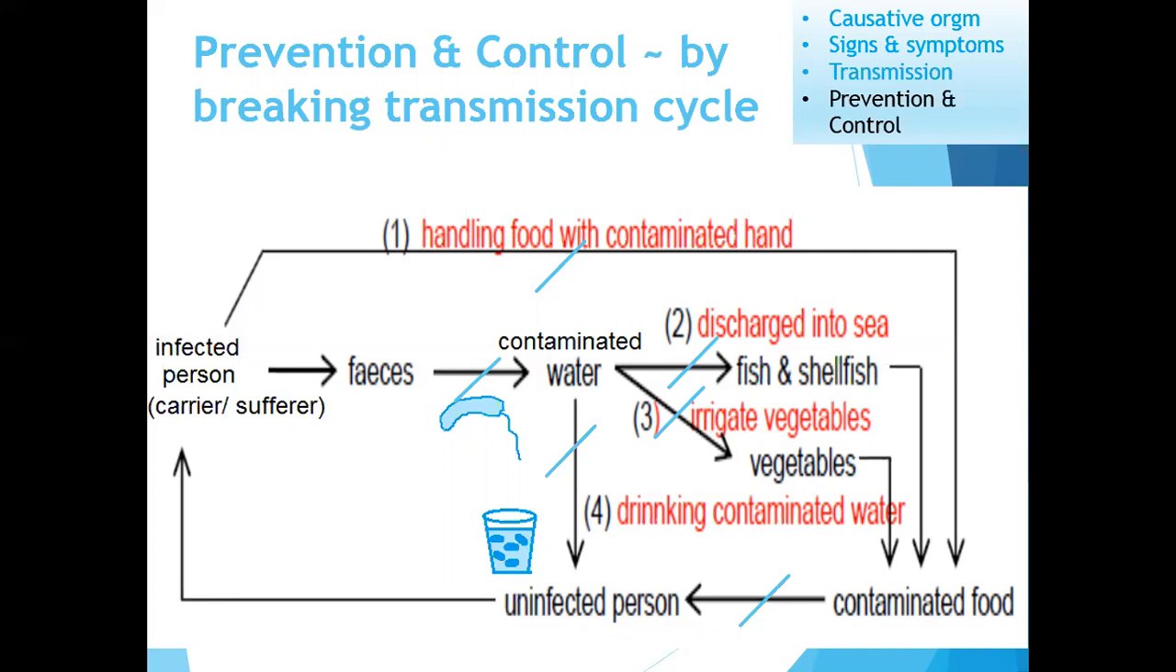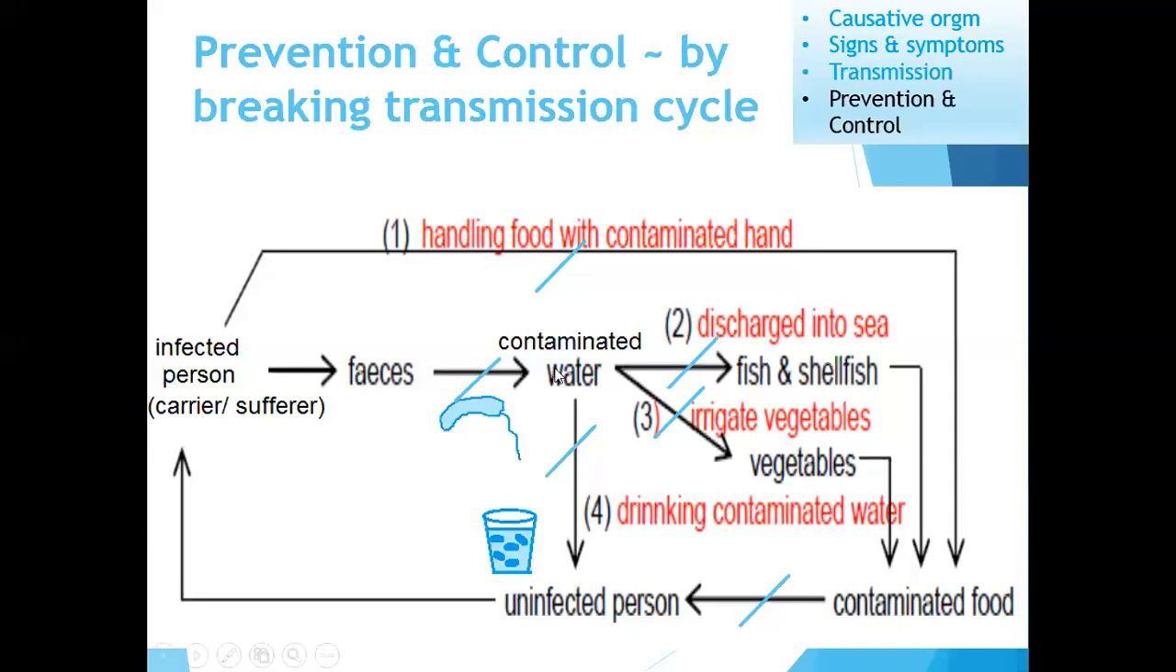All right. So now this is the transmission cycle. If you want to prevent and control the disease, how can you do it? So I'm going to show you now. Because you know the transmission cycle, we have to stop handling food with contaminated hands. That means you have to wash hands after defecation, right? Then we have to prevent the feces from going into the water in the river. So that means preventing the water in the river from being contaminated. So we must have a sewage treatment plant, right? I'm going to explain that in more detail later on.